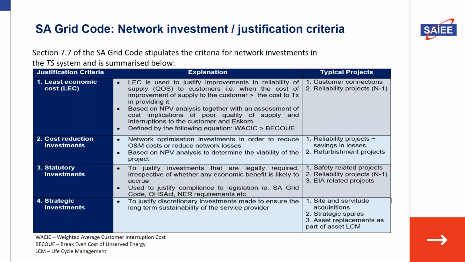And projects that fall in this category of investments relate more to safety related projects, reliability projects as well, and environmental impact assessments. The fourth criteria deals with strategic investments. And these are investments where you are looking at, typically for your servitudes, strategic spares, where it is difficult to justify projects based on the above three criteria, then you will go down to the strategic investments. Some of the examples here will be like your secondary plant equipment, your control systems, protection equipment that you can justify on the strategic basis.